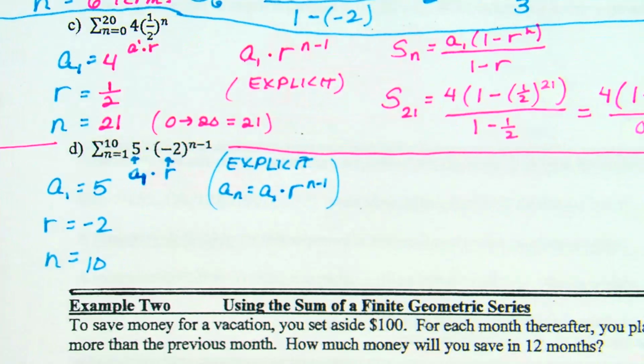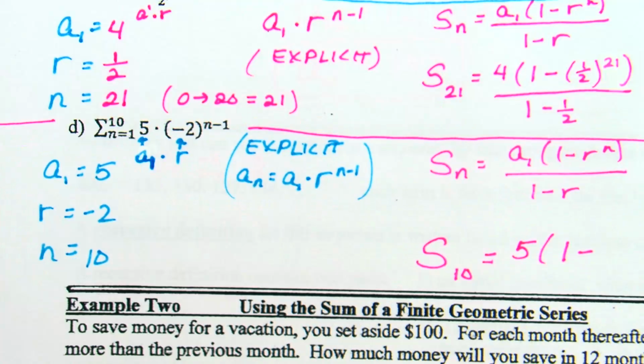What are we trying to find? S of what? 10. Okay, no. A of 1 is 5. 1 minus, what is R? Negative 2. Did you guys notice yesterday when I put that negative in for R, I put it in parentheses? That's important. So it's 1. To be honest, I don't care in the denominator if you use parentheses or not. Where it matters is in the numerator.